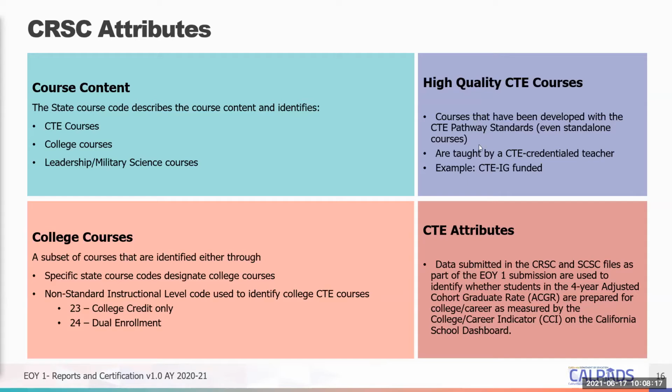And then high quality CTE courses, whether it's part of a pathway and taught by a CTE credentialed teacher, you know, those examples of that would be probably your CTEIG funded courses. And then you have to also keep in mind that your other CTE attributes come into play because we are using this data for Perkins reporting. You know, who is the course provider is required, whether it's the district or an ROP, ROC.